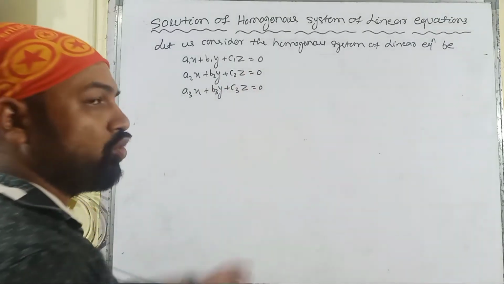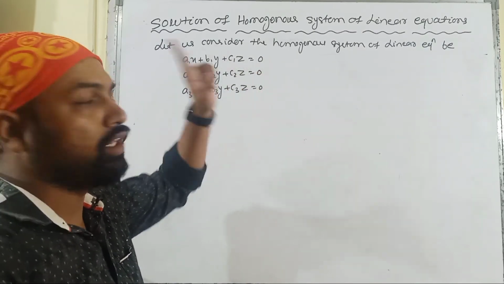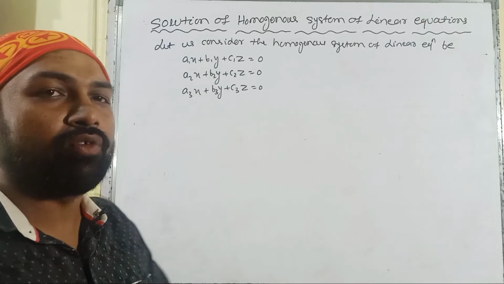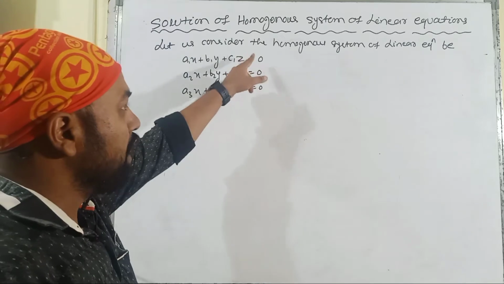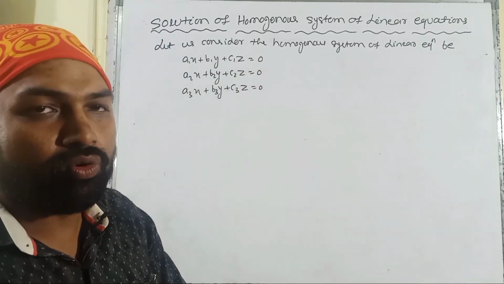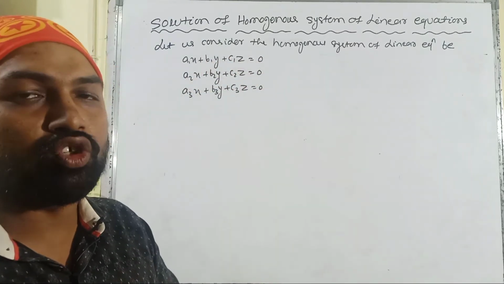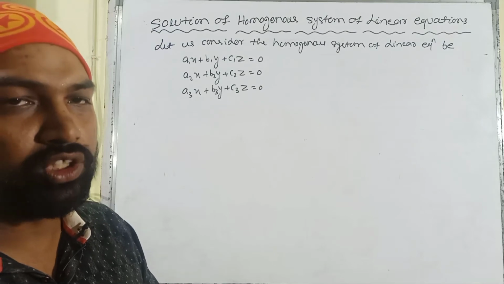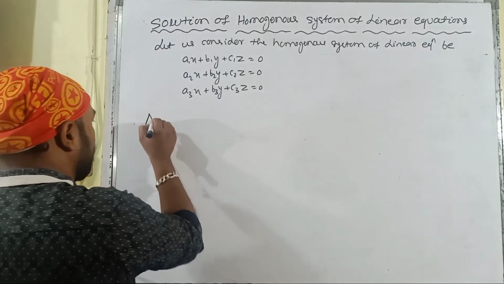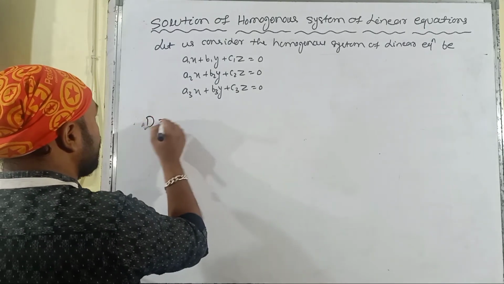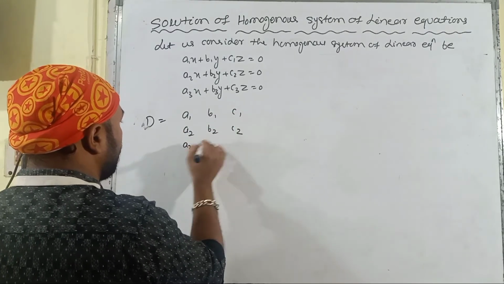As there are 3 zeros in the place of the constants of the 3 equations, as the values of k1, k2, k3 are 0 here, this system of linear equations is said to be a homogeneous system of linear equations. We are going to define the solution of a homogeneous system of linear equations. So here delta, okay, let us write down D. Here D is equal to the determinant A1, B1, C1; A2, B2, C2; A3, B3, C3.